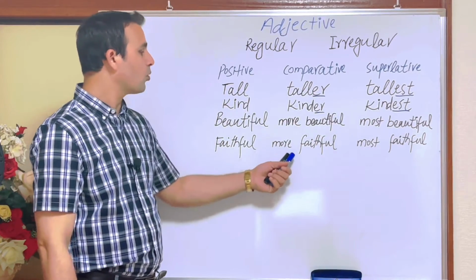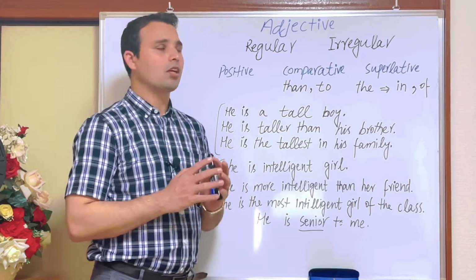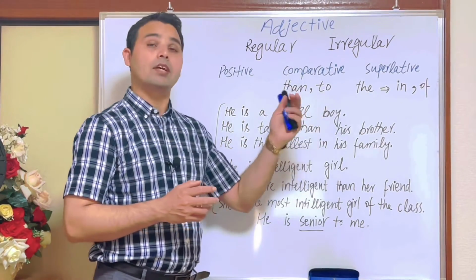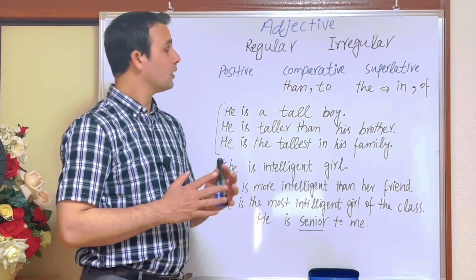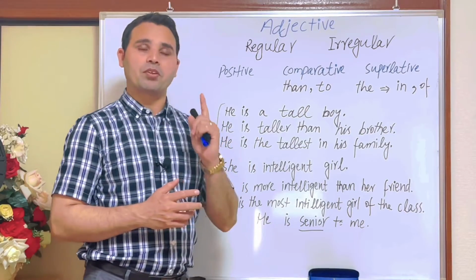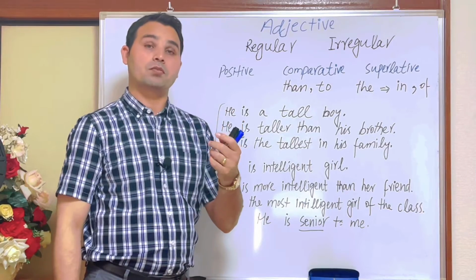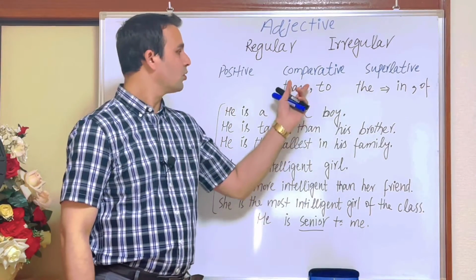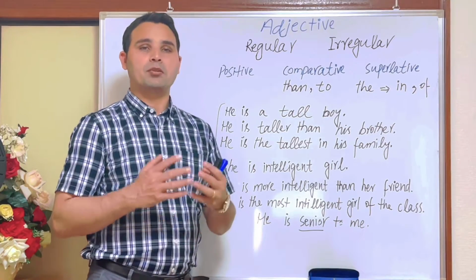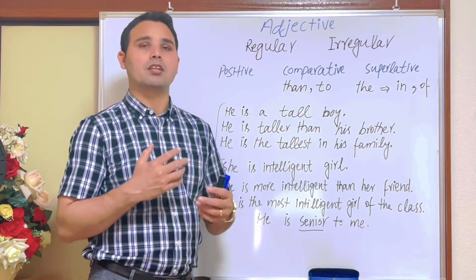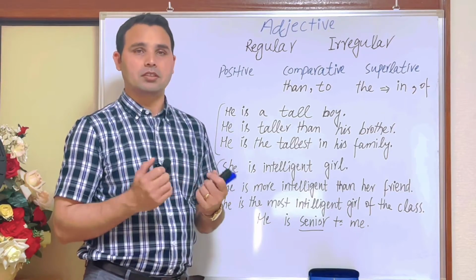Faithful, more faithful and most faithful. So let's see the examples of positive, comparative and superlative degrees. As I already told you, positive degree is used for one person. Comparative degree is used for comparison between two persons, and superlative degree is used to compare between three persons or more than three persons, the group of the people or the things.